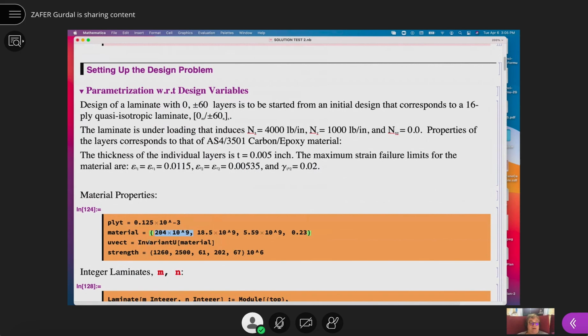And the strength that I'm using is this. We'll talk about this a little bit later. This is fiber reduction, tension and compression, transverse tension and compression, and shear, 10 to the 6 mega. So I'm going to execute these. So these are the values that I'm using.